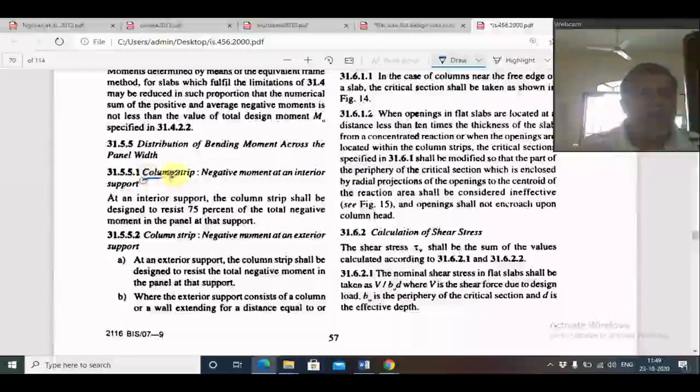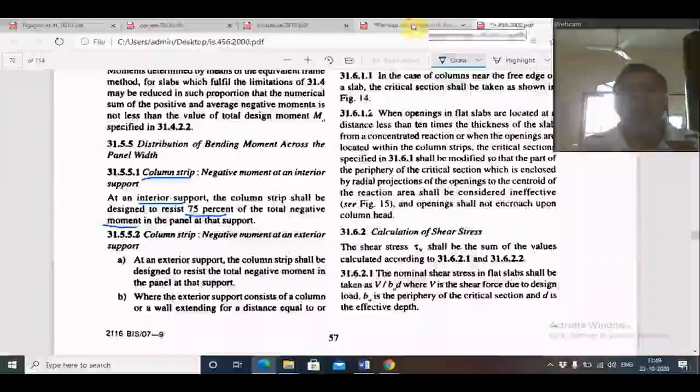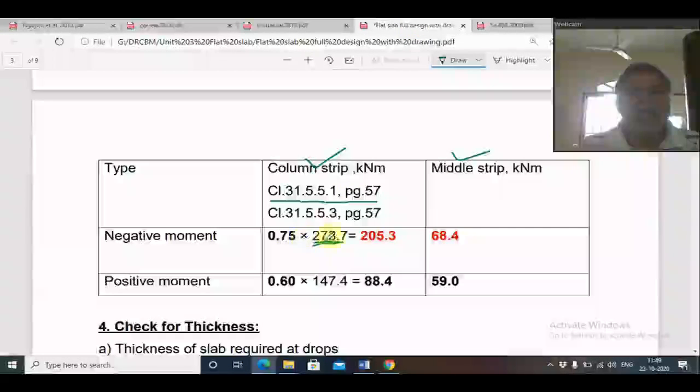For the interior strip, the column strip shall be designed to resist 75% of the total negative moment. So 75% is shared by the column strip, and the remaining 25% is given to the middle strip as per the code. So I take 75% of this value as 205.3, which is assigned to the column strip. The remaining value, 68.4, is assigned to the middle strip.